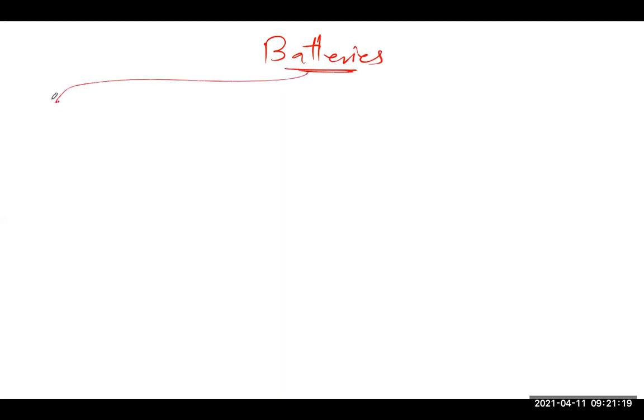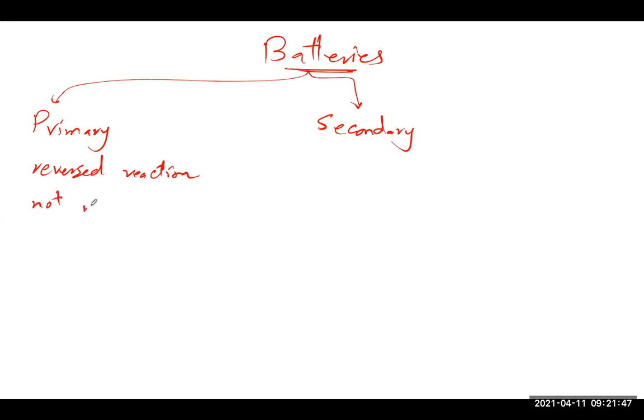First, the classification of batteries. We have two classifications of batteries. The first one is the primary and the second is the secondary. What's the difference between them? Primary is a battery where you get electrical current from a reaction that is not reversed. It means this one is not rechargeable. You can use it only once and then get rid of it. So this one is not rechargeable.